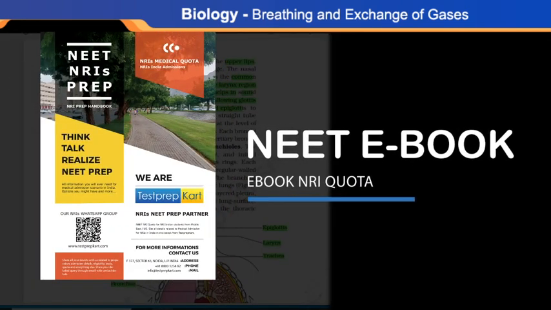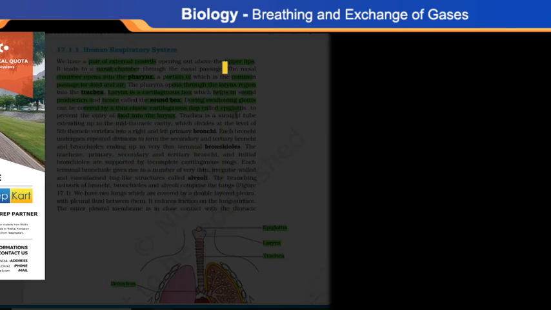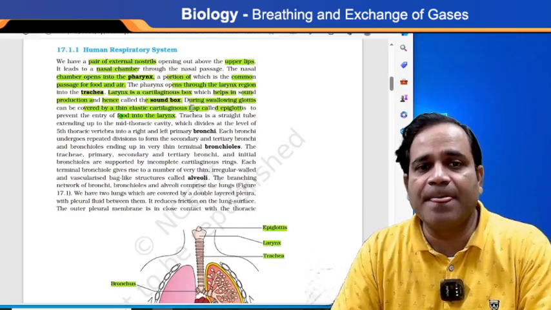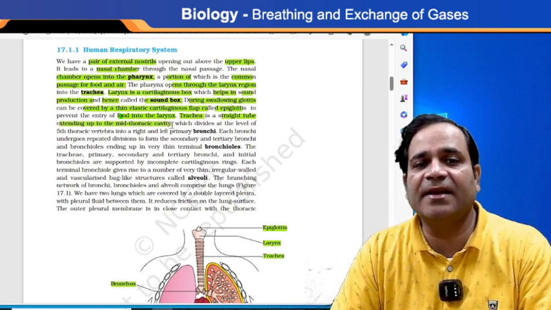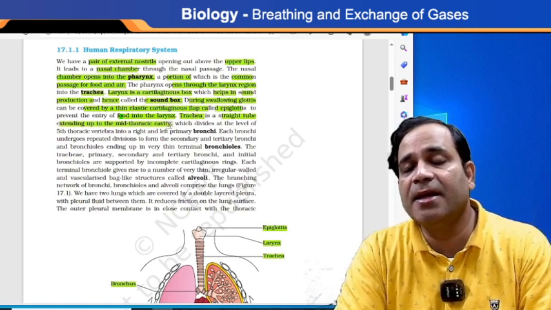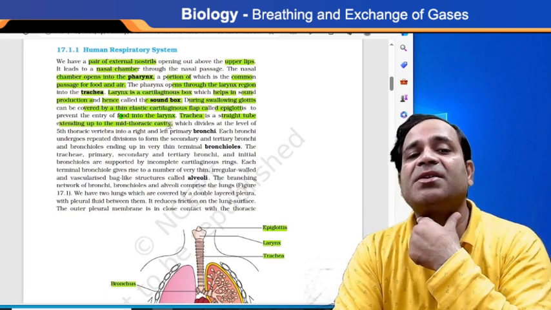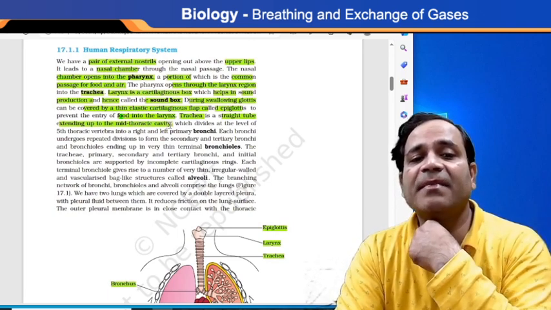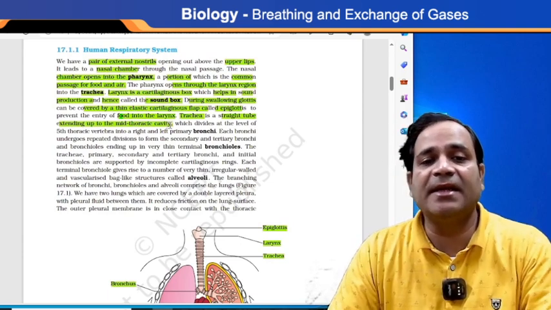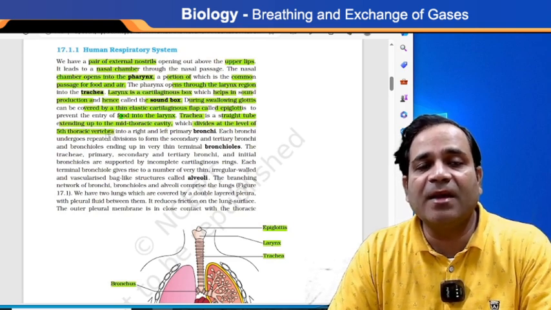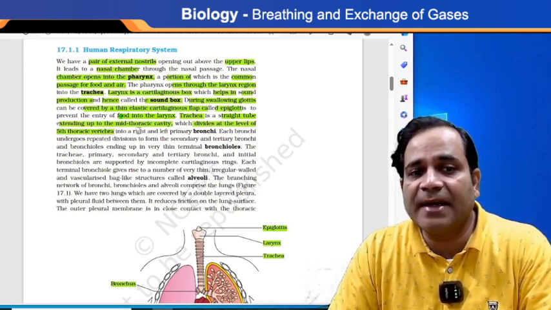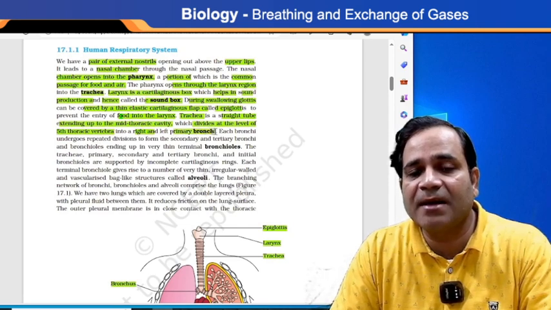So here the food doesn't enter into the larynx because the epiglottis is responsible for covering the hollow pipe. Okay. Next one, that is our trachea. You know what the trachea is. The trachea is a straight tube extending up to the mid-thoracic cavity. If anybody asks you what is the trachea, it is a straight tube, and it divides at the level of the 5th thoracic vertebra into the right and left primary bronchi.